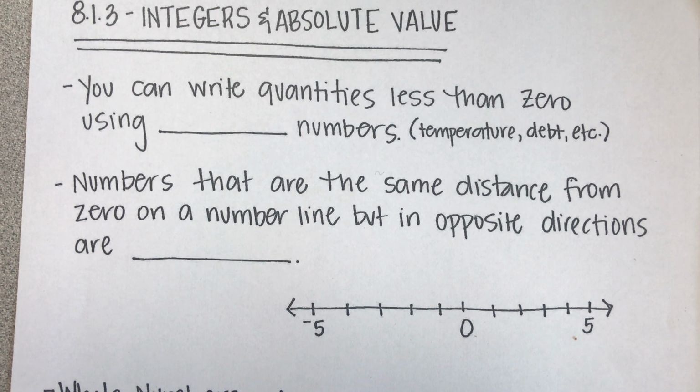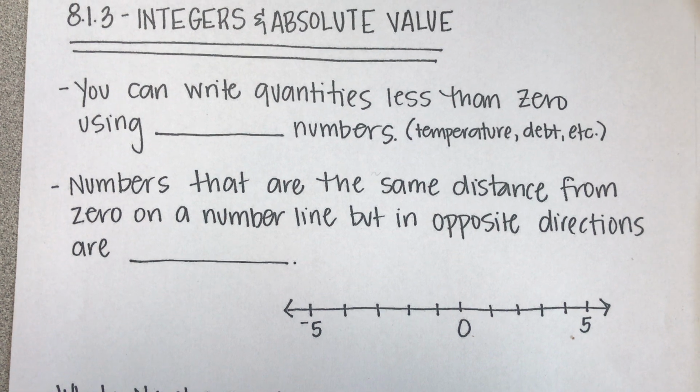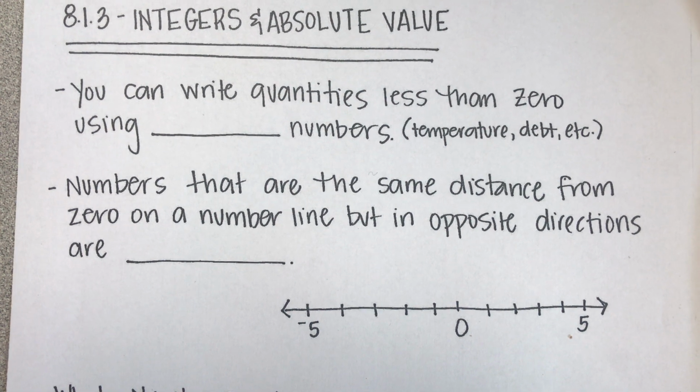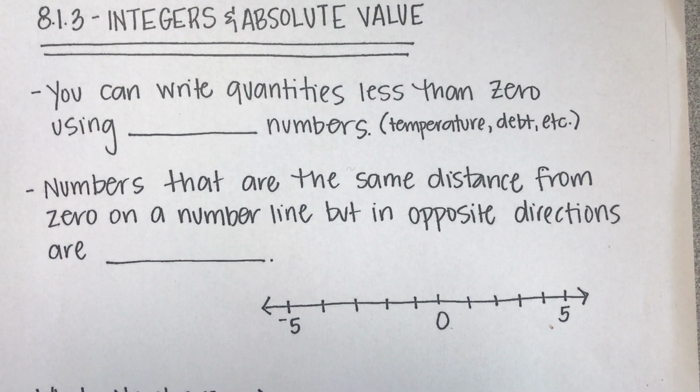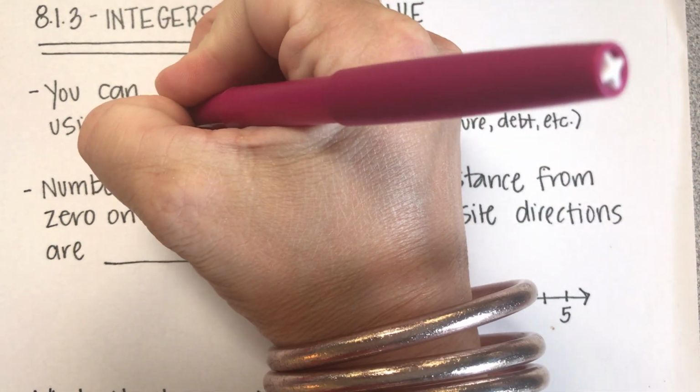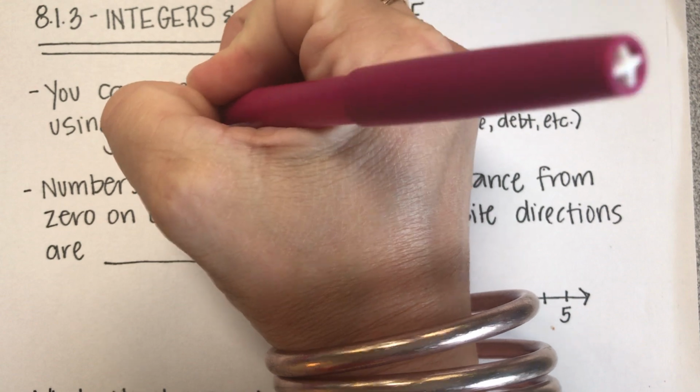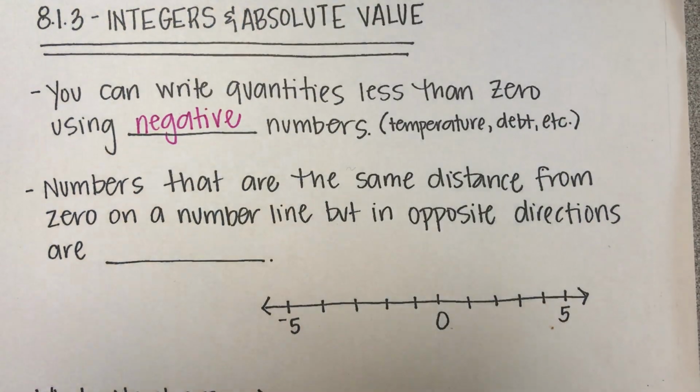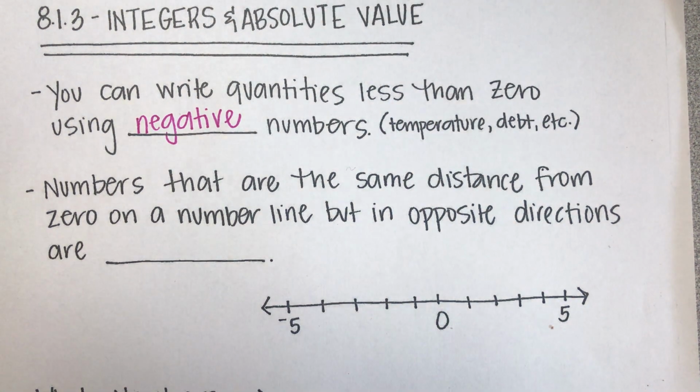Okay, today we're going to talk about integers and absolute value. So the first part of your notes says you can write quantities less than 0 using blank numbers. And what we're going to put in there is negative, right? Temperatures can be below 0. You can owe money, like debt, which would be a negative number. So we can have negative numbers that are numbers less than 0.